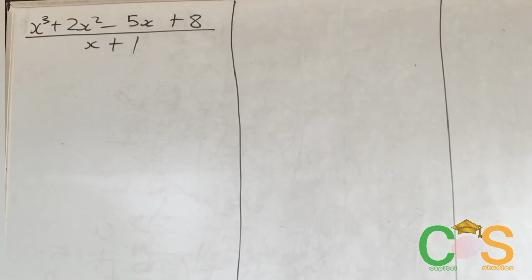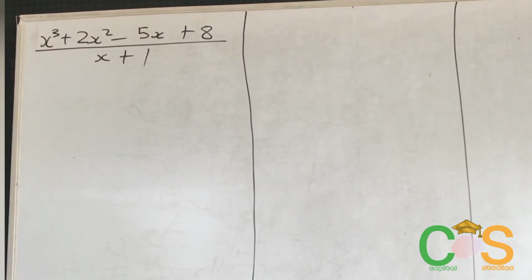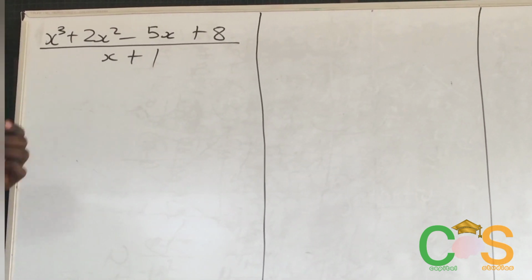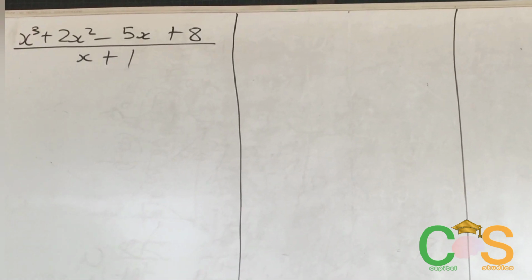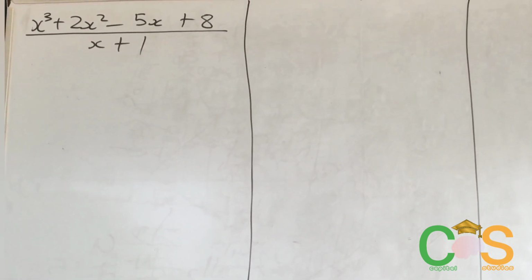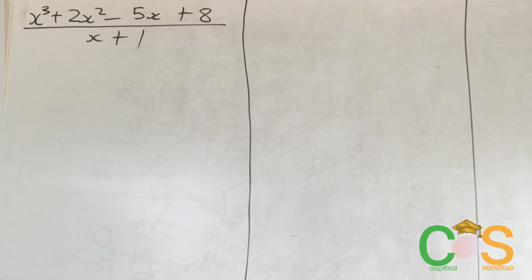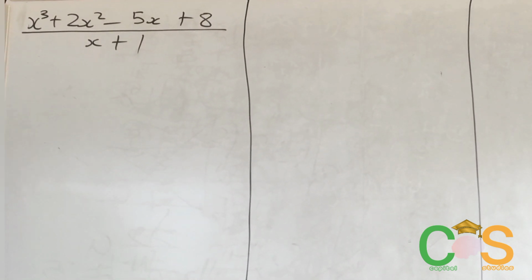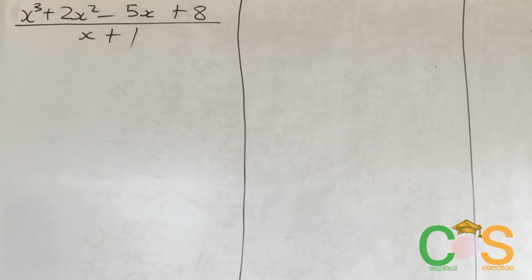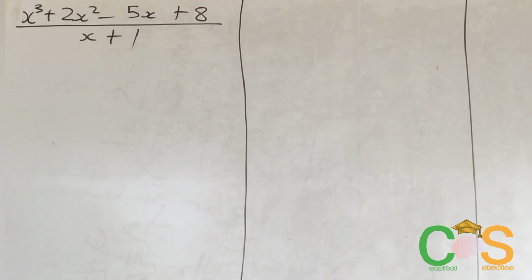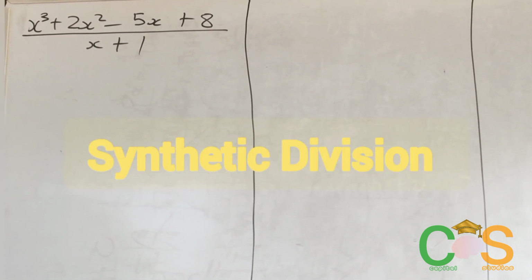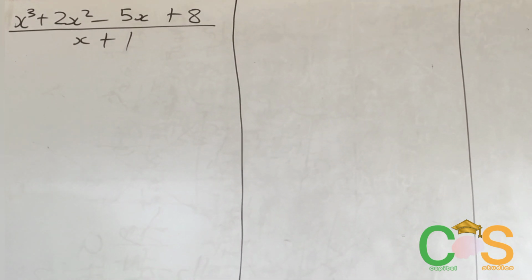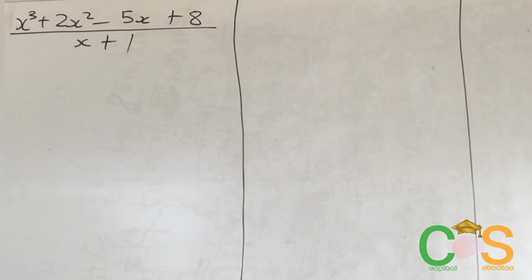Today we'll be looking at the short method for dividing polynomials. As you can see on the board, there is a polynomial function x cubed plus 2x squared minus 5x plus 8 being divided by the function x plus 1. Most of the time the traditional method we use, the long division method, is very tedious. So now I'll bring you the synthetic division method, which is a much simpler method and takes a really short time to get to your answer.